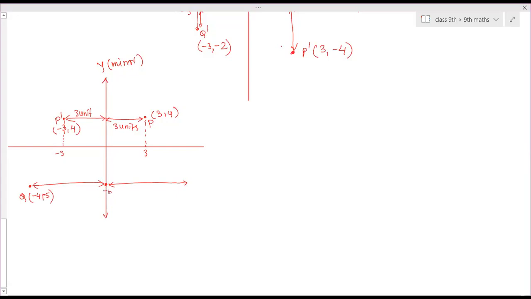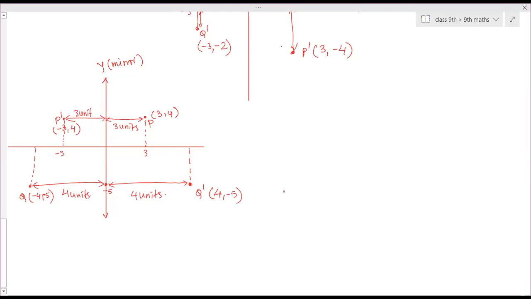So now this distance is -4, and this is -5. How many units is this distance? 4 units. So this distance also should be 4 units, and here the image is formed, that is Q dash. So what are the coordinates now? 4, -5. Is that clear?